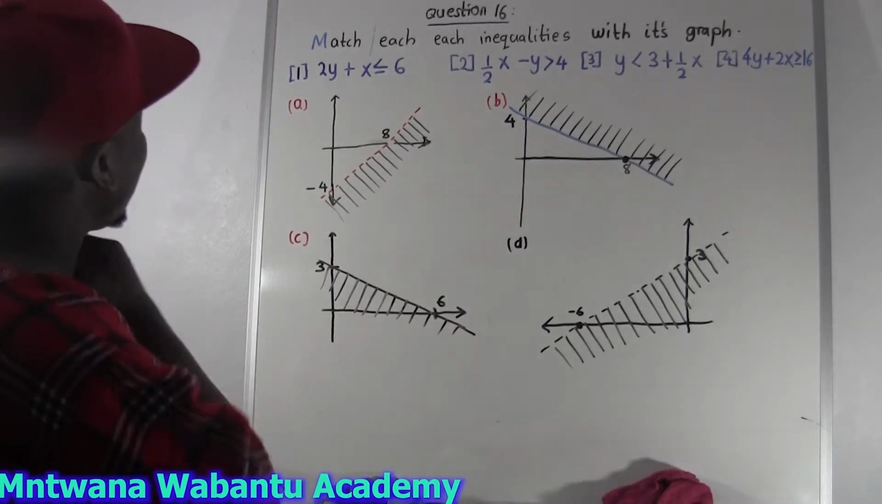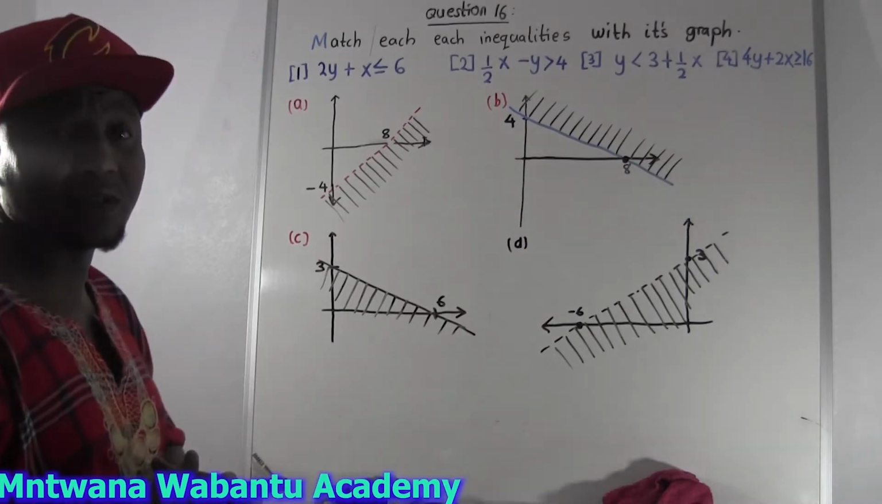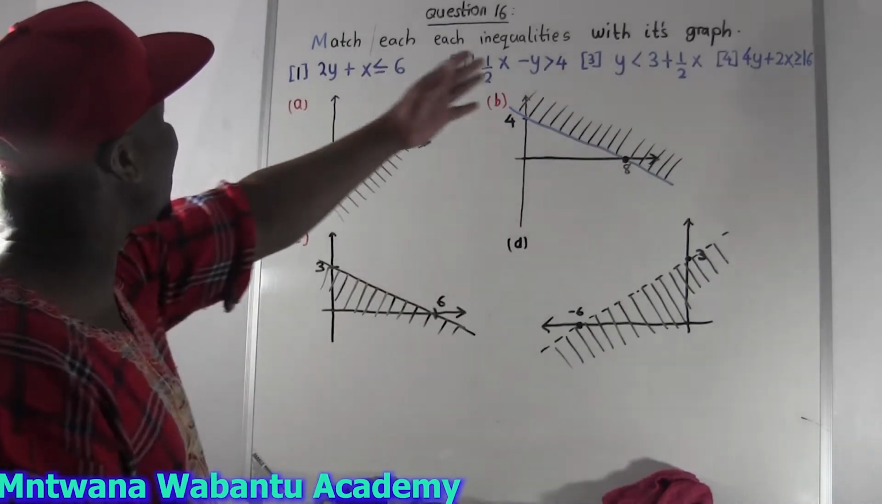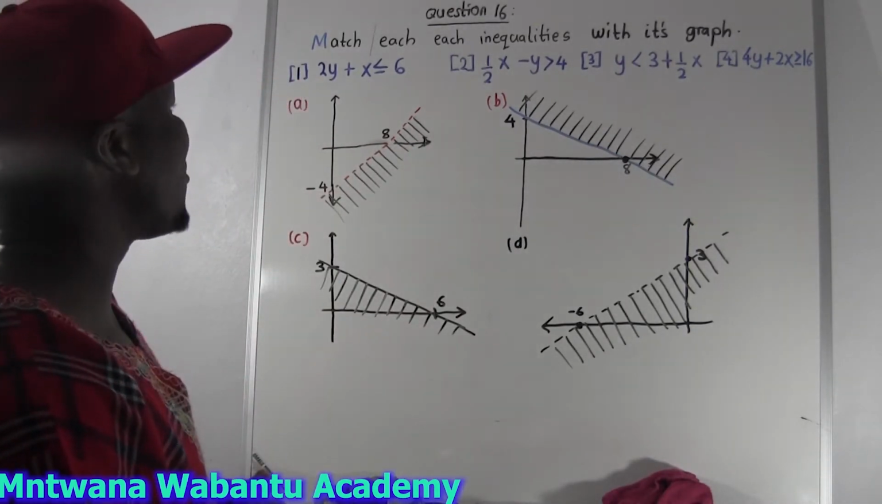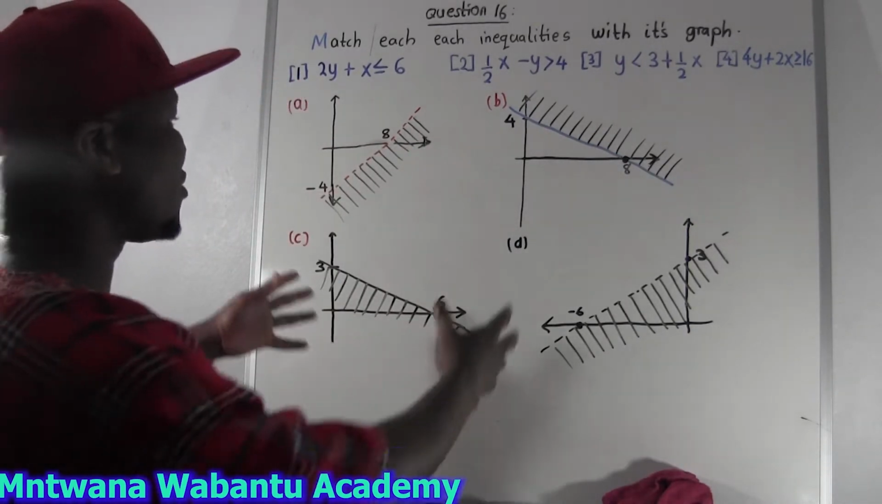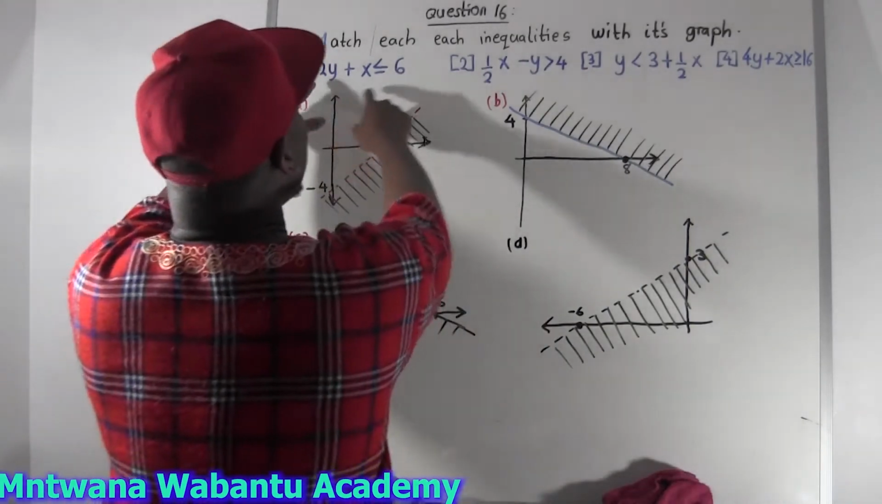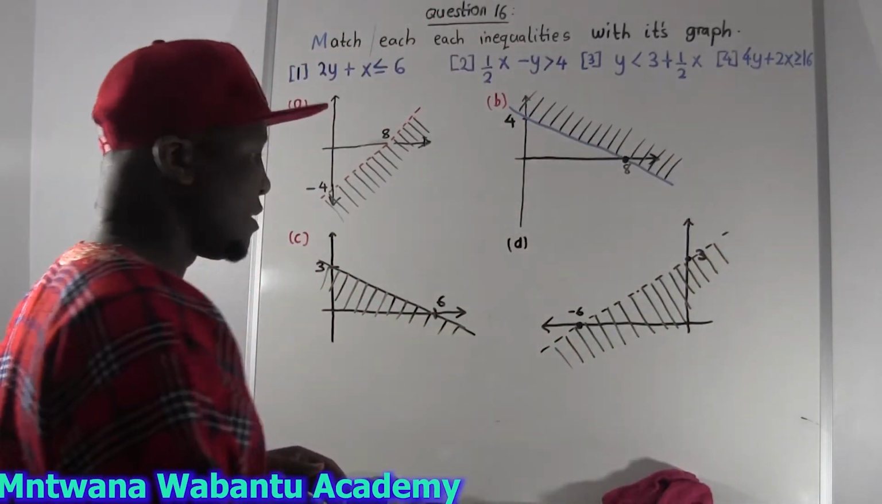Let's get started. So they say match each of the inequalities to its graph. I think this is more easy, because in the exam they're not supposed to give you the graph. They're supposed to give you the inequality and say draw your graph.